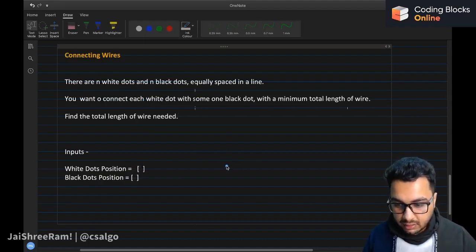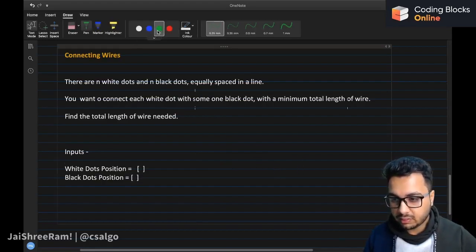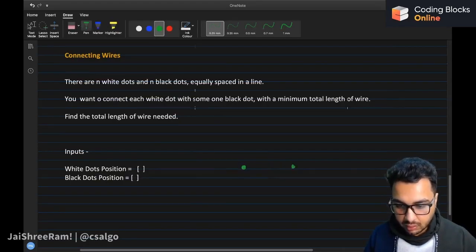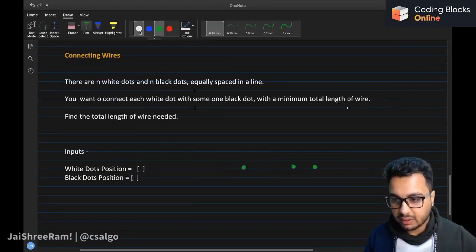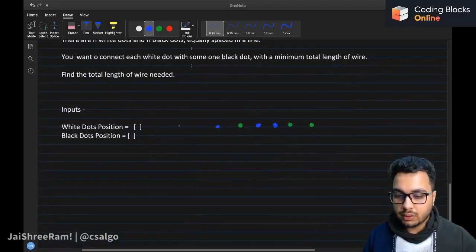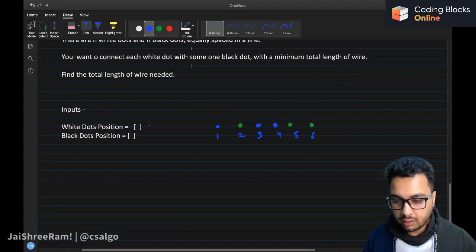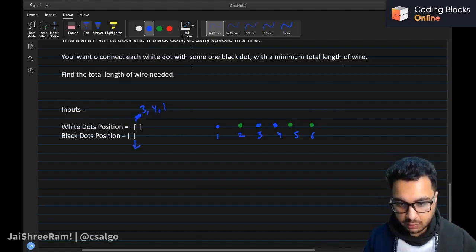Okay, let's say this is a white dot, this is another white dot, and this is another white dot, and these are the white dots, and let's say these are the black dots. Okay, something like this. All of these dots are equally spaced. So white dots are at coordinates, let's say 1 2 3 4 5 6. So the coordinates of white dots are, let's say, 3, 4 and 1, and black dots are at 2, 5 and 6. Okay, so you are given these coordinates.